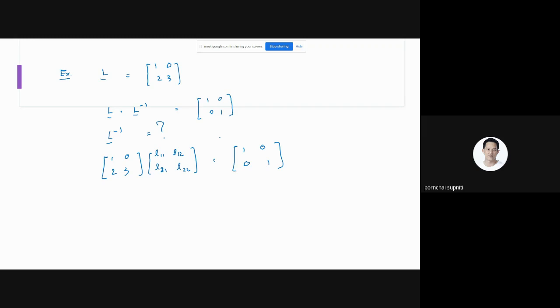Okay, let me ask what each of you get for the answer. You don't need to get the same solution. Let me ask one at a time. Tanat, what do you get for L inverse? Let me put it in red color, if you don't mind. No need to get the same solution. If there are many inverses, it's okay.